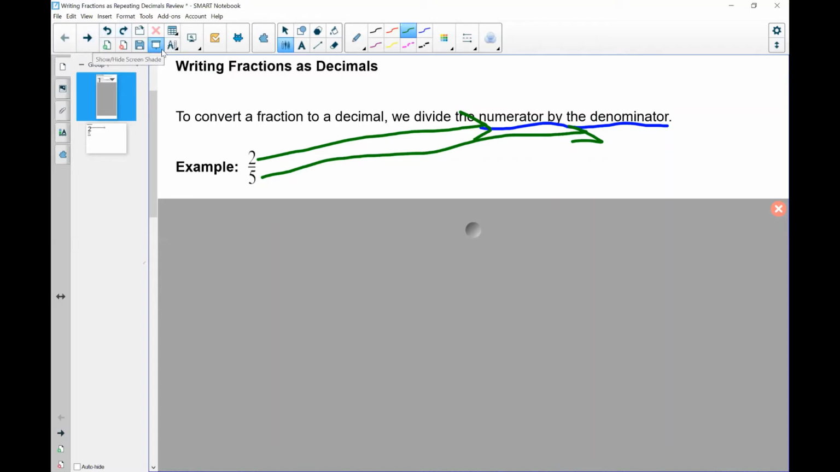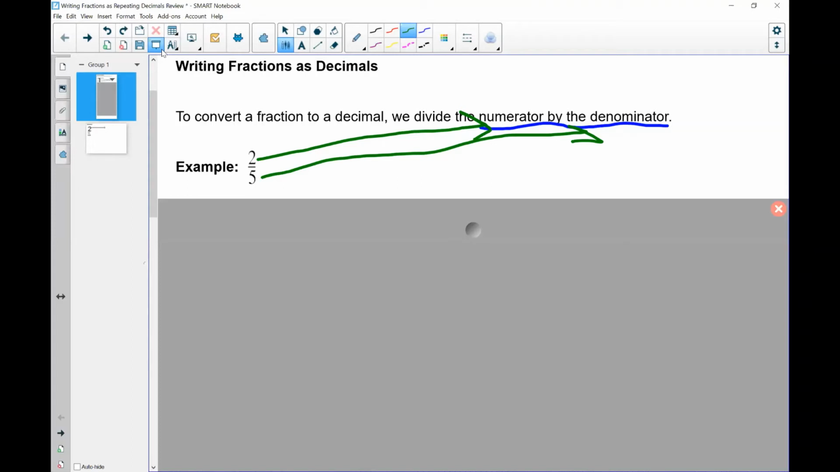It's going to be like this every single time. When you do fractions, your numerator is always on the top, and whatever is on the bottom is your denominator. The 2 is not your denominator. The 5 is not your numerator. You have to remember this: what's on the top is your numerator, and what's on the bottom is the denominator.